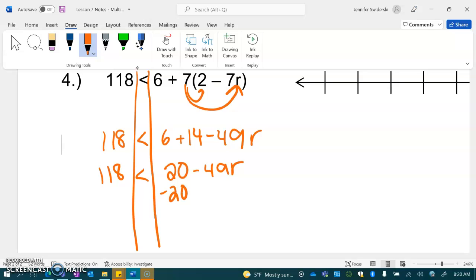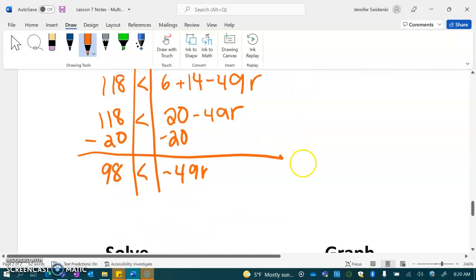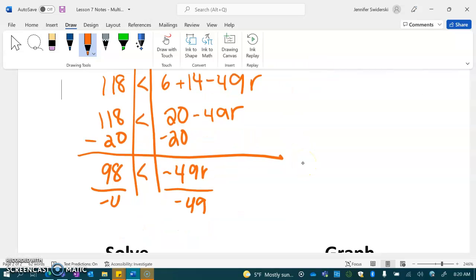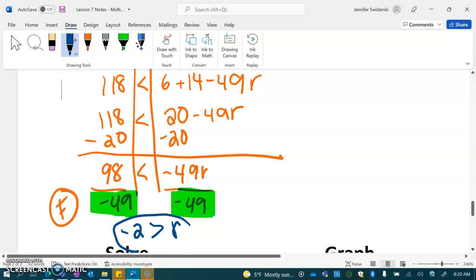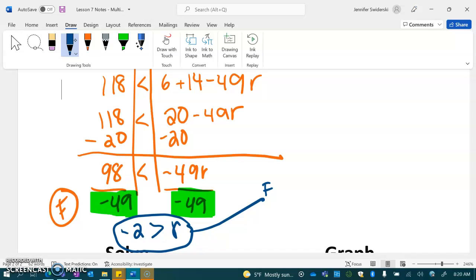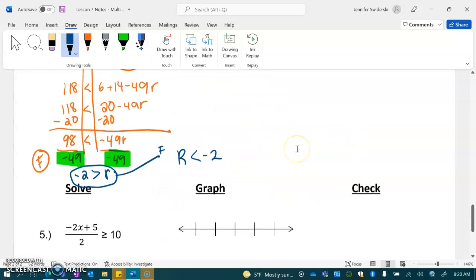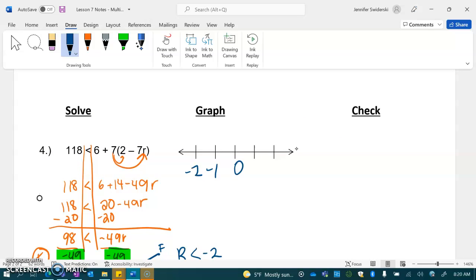To get this by itself, I'm going to subtract 20 on both sides. I get 98 is less than negative 49r. To get r by itself, I'm going to divide both sides by negative 49. I'm going to put an F here. Why? Because I'm dividing both sides by that negative 49, so I need to flip my sign. I'll have r to the right, and 98 divided by negative 49 is negative 2. Well, again, what am I going to have to do? Flip it again. r needs to come first, so we get r is less than negative 2. All right? If I graph that, here's 0, negative 1, and negative 2. My circle is open, going to the left.